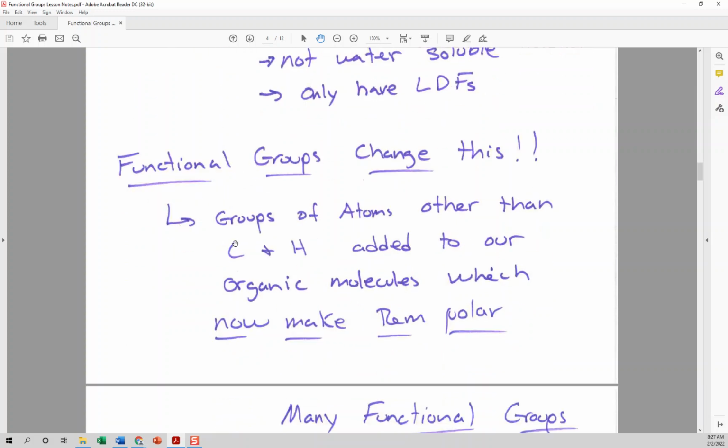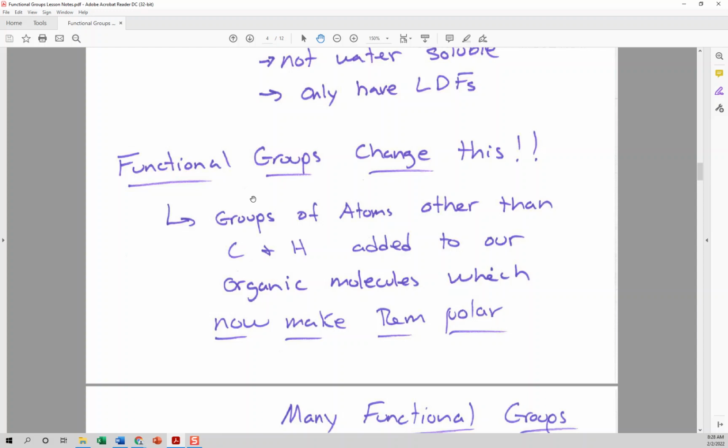Now, if we have organic compounds that contain more than just carbon and hydrogen, they have what we call functional groups. Now they're instantly polar. Instantly polar. And what does that mean? It means now their strongest IMF isn't London dispersion. Now their strongest IMF might be dipole-dipole interactions or hydrogen bonding, right? Because they're polar. If there's a functional group, it's polar.